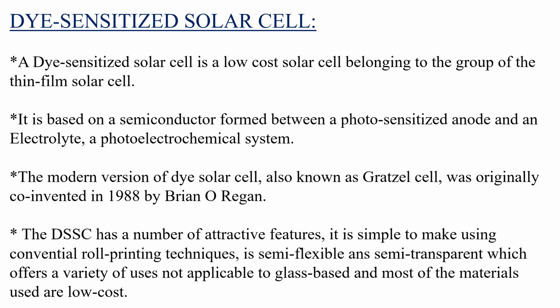The third type of solar cell is the dye-sensitized solar cell. A dye-sensitized solar cell is a low-cost solar cell belonging to the group of thin film solar cells. It is based on a semiconductor formed between a photosensitized anode and an electrolyte, a photoelectrochemical system.